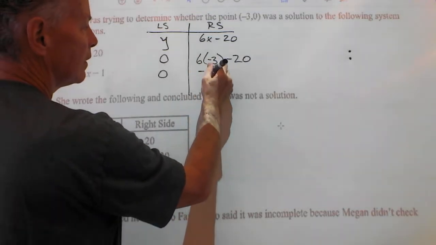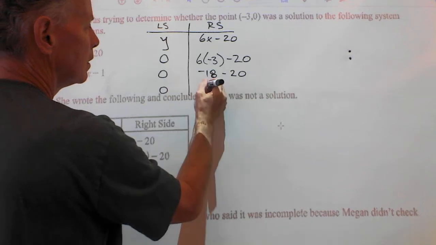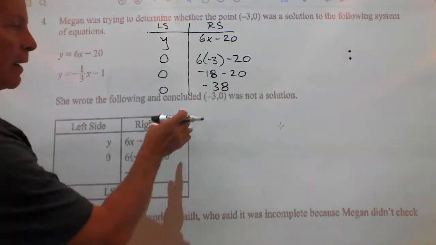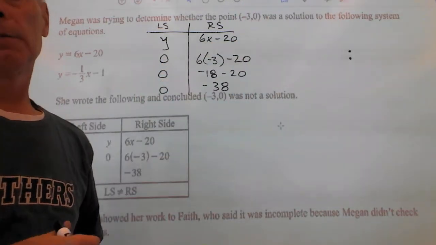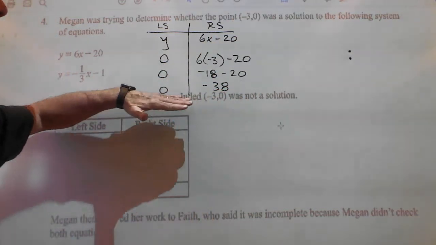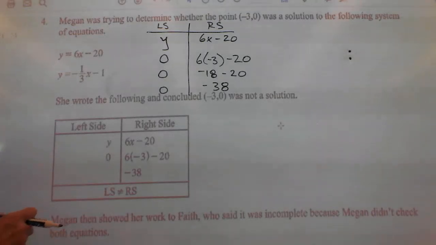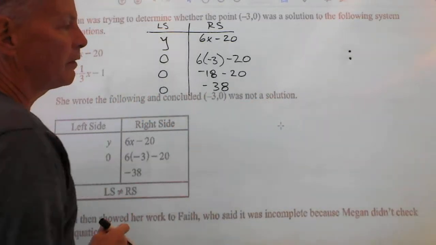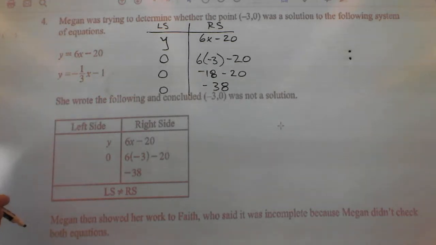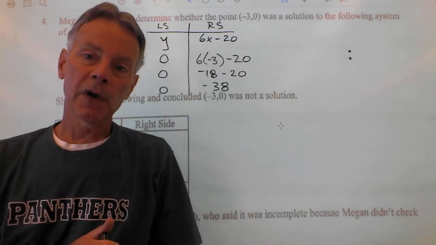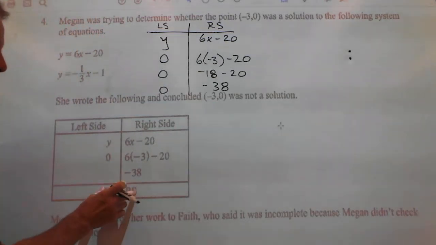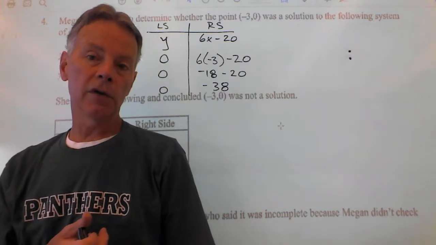This becomes -18 minus 20, or -38. Now, in this case, the left side doesn't equal the right side, so there must have been a mistake made here. Okay? This is not the solution because the left side doesn't equal the right side. So, it says she wrote the following and concluded -3 was not the solution. Well, she was right. She then showed her work to Faith, who said it was incomplete because Megan didn't check both equations. Now, when you're verifying, you should always check both equations. Okay? However, if the first equation doesn't work, then you know it's not a solution.